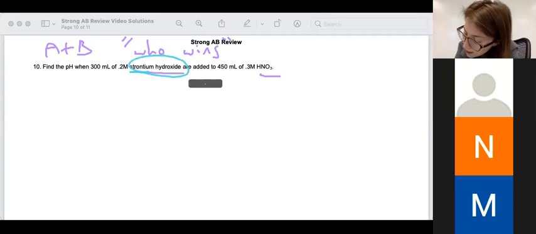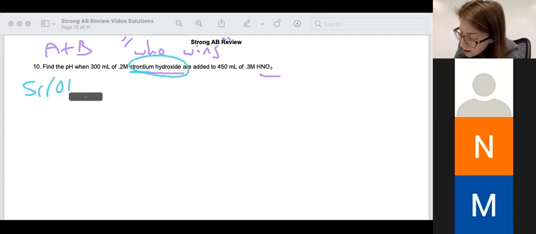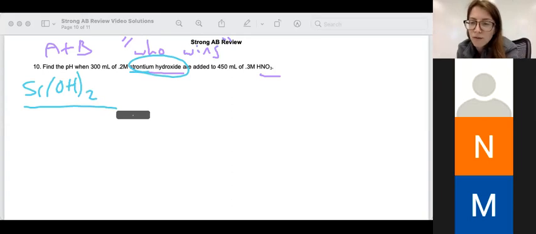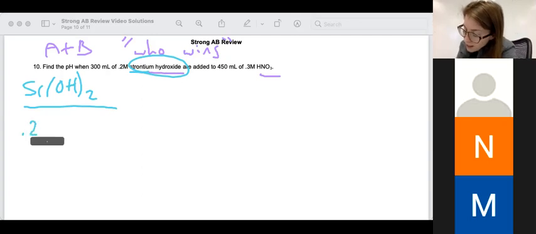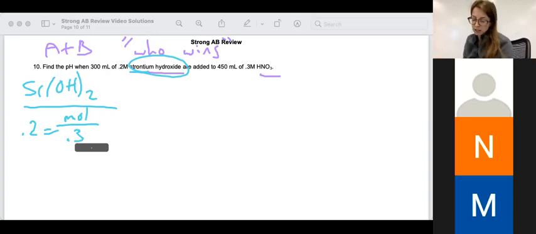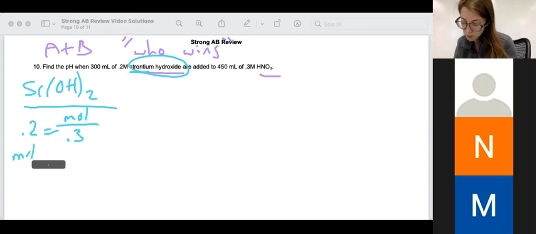Starting with my base, strontium hydroxide. Obviously, we gave you one with a 2-to-1 ratio just to make things more annoying, but also for good extra practice. We have the molarity of the base. We have the liters of the base if you convert 300 to liters. So 0.2 times 0.3, that gets me my moles of strontium hydroxide to be 0.06.